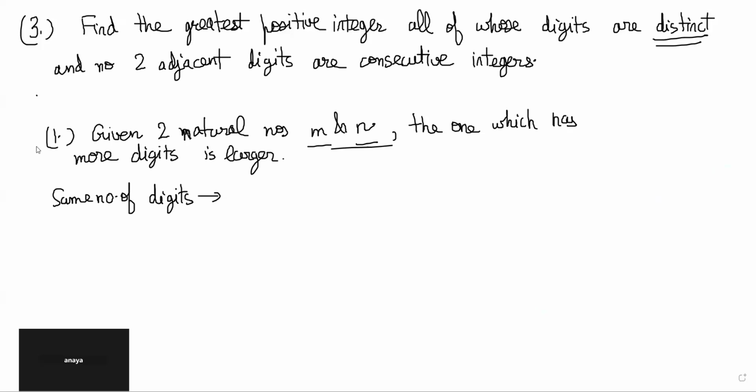So now, here you have to find the greatest positive integer. One way to think about it is to just try to build that number, make the largest possible number which satisfies the requirements of the problem. So obviously we should start with which digit? 9. You start with 9, then the next number after that cannot be 8. So what should it be then?